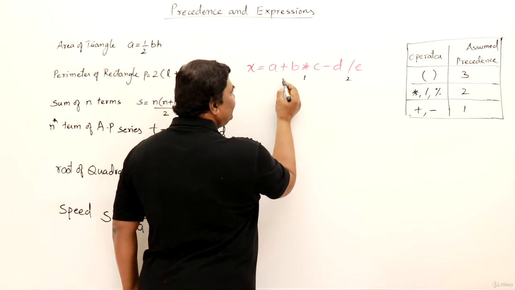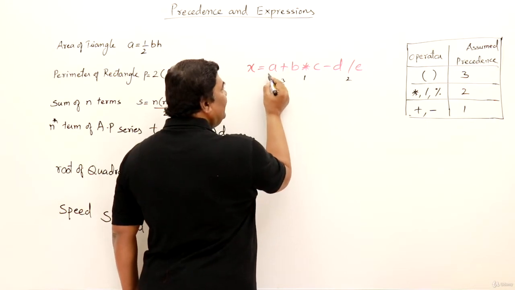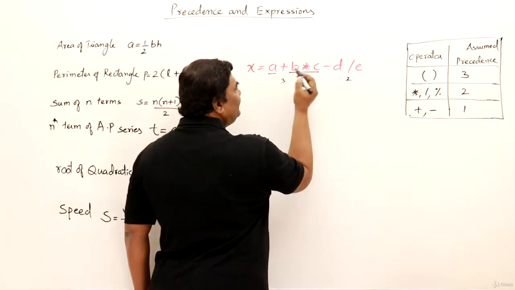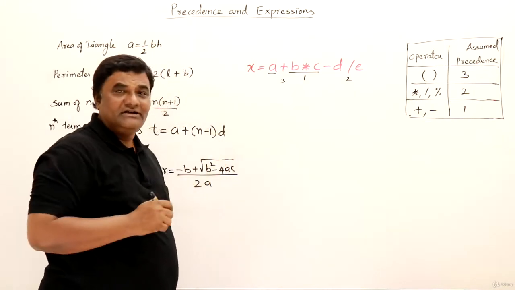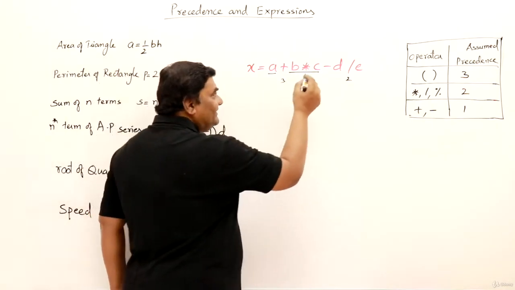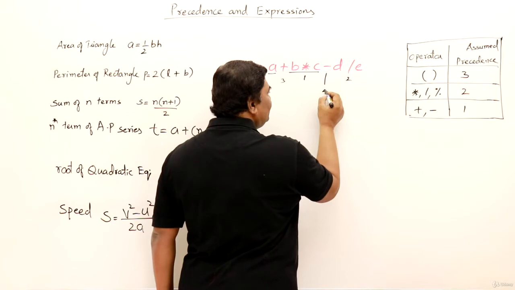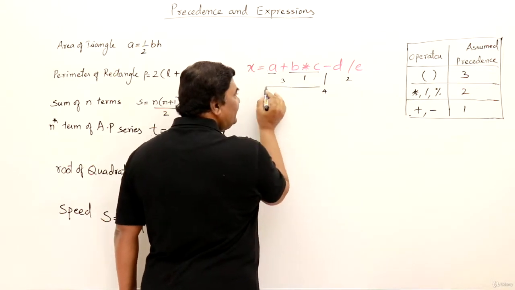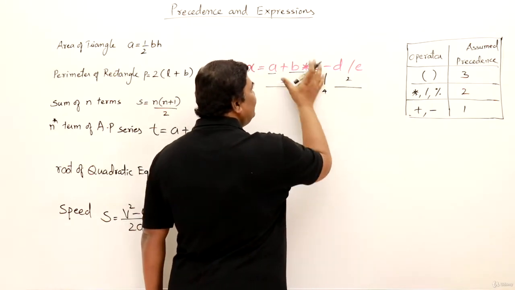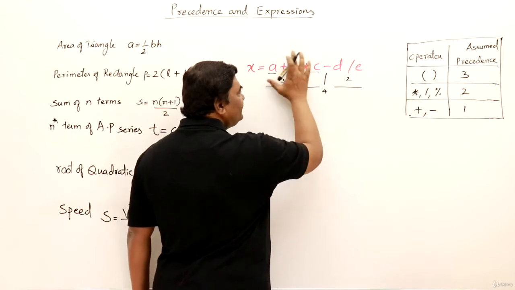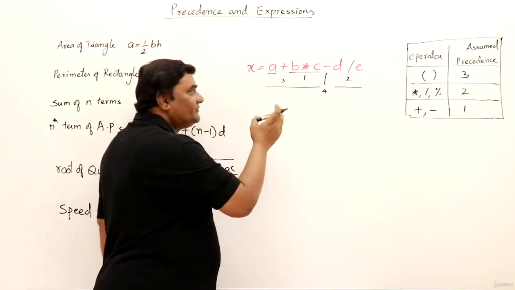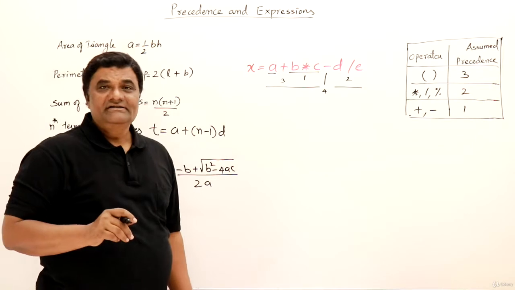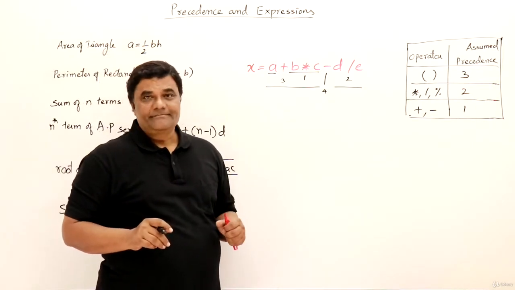So this addition will add what? A with the result of B and C, because they are already multiplied, we already have the result. Then this subtraction will subtract what? It will subtract the whole left-hand side, where addition is already done, and the right-hand side, the result of D divided by E. So this is how, depending on the precedence, the operations are performed.